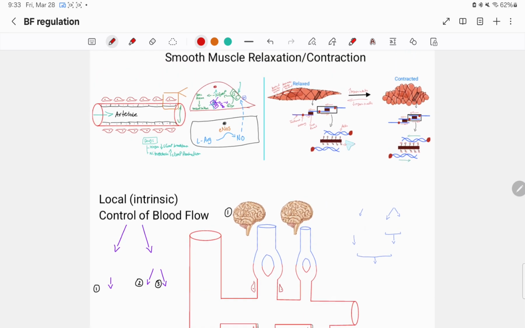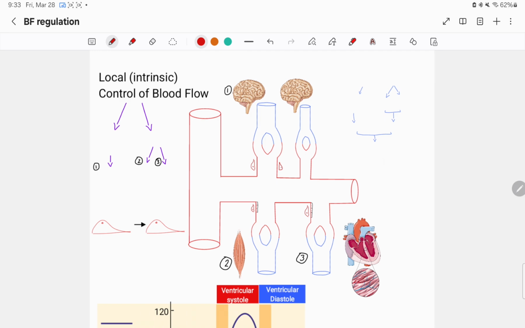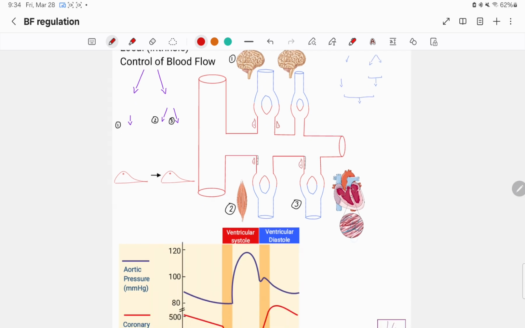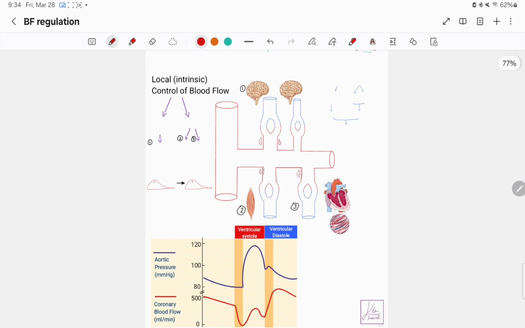Now, with all of that kind of overview done, let's take a look at, finally, what are the local intrinsic mechanisms that can control blood flow? And by local, I mean these are tissue specific, okay? So there's nothing systemic, there's no hormonal response, there's no nervous system response. These are just local tissue responses that can cause these effects to occur.